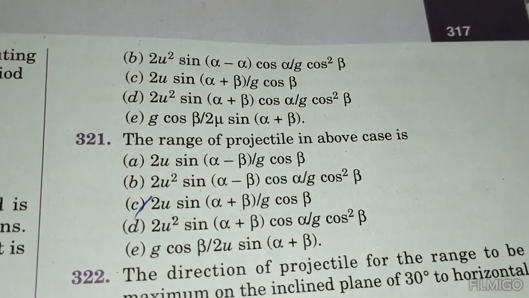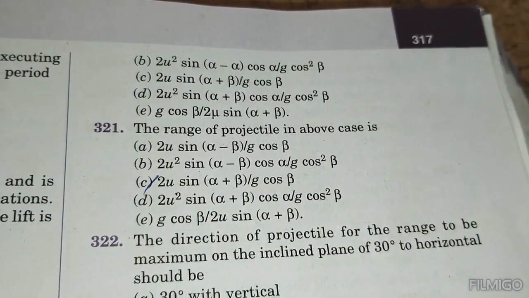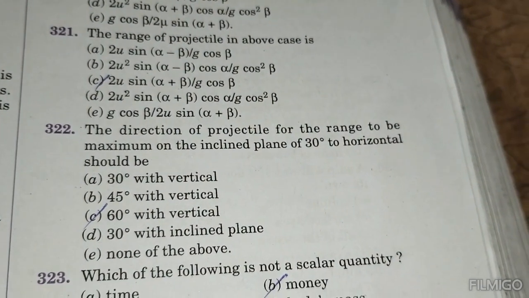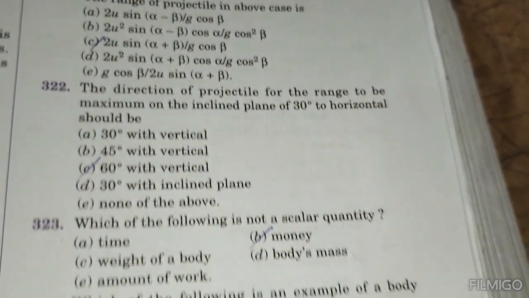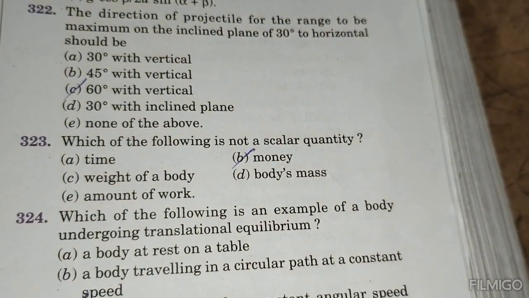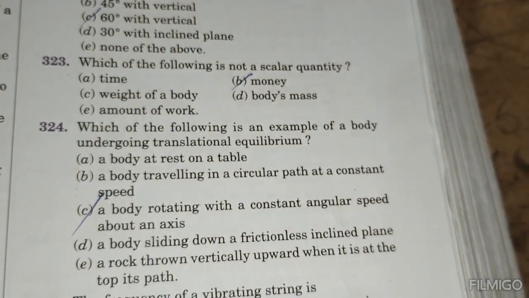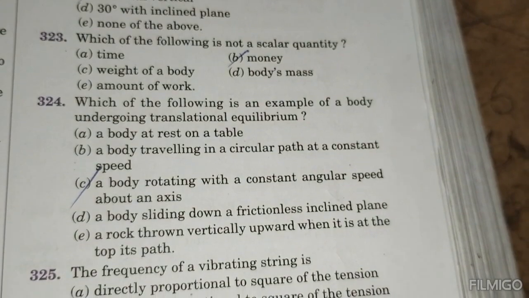The range of a projectile on an inclined plane is 2u sin(alpha plus beta) by g cos beta. The direction of projection for maximum range on an inclined plane of 30 degrees to the horizontal should be 60 degrees with the vertical. Which of the following is not a scalar quantity? Money. Which of the following is an example of a body undergoing translational equilibrium?